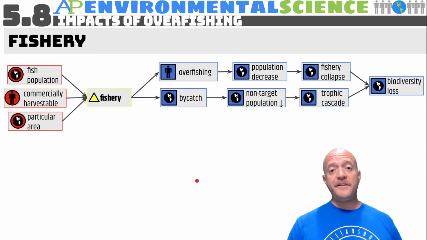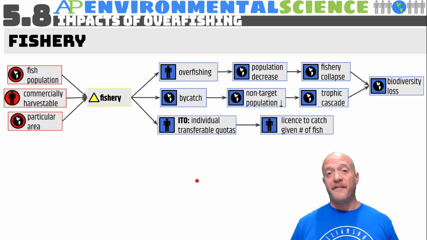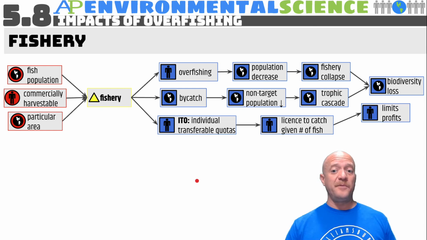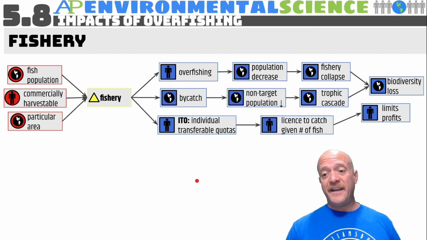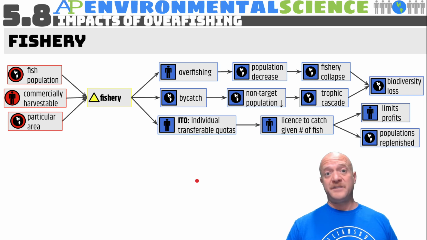All right, something that we can implement to sustain our fish populations is an individual transferable quota. What this means is you give a license to catch a particular number of fish. This will help to preserve the overall population, and it will not lead to biodiversity loss. However, it will limit profits. It is a little bit more expensive, and we can't just go out, cast our net, and take in anything that we find. But the populations of these fish will be permitted to replenish themselves.